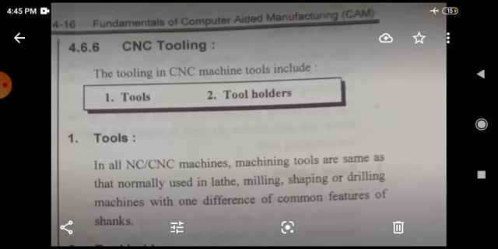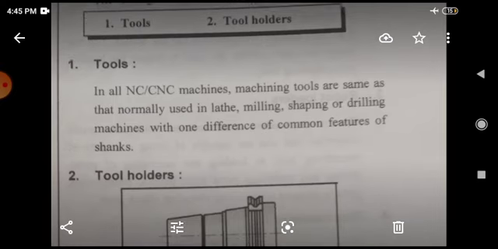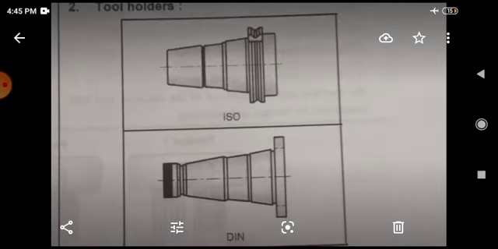Next one is CNC tooling, tools and tool holders. In all CNC or NC machines, machine tools are the same as those normally used in lathe, milling, shaping or drilling machines, with one difference of shank. Tool holders. Here are the tool holders.